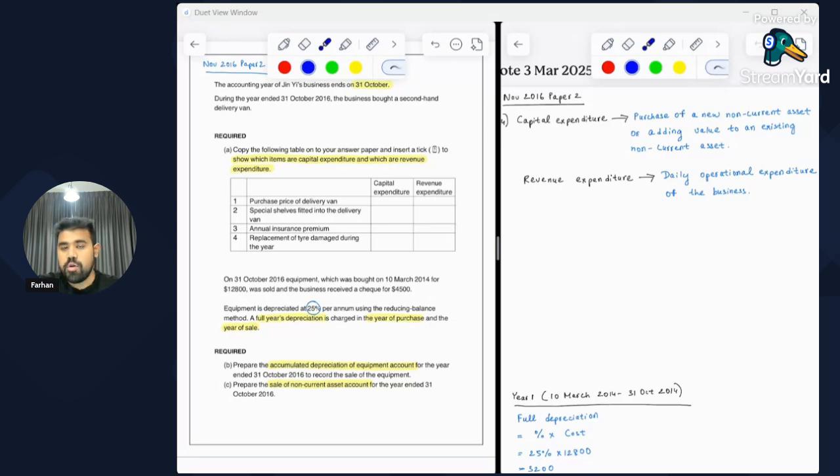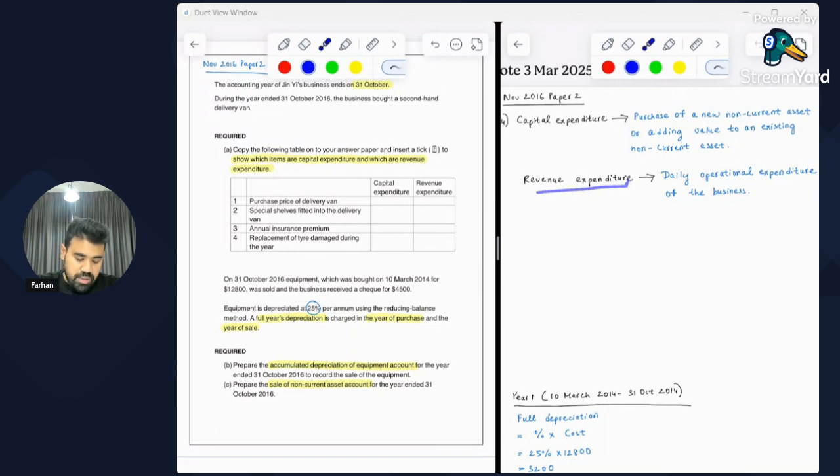All right. So just to simplify, capital expenditure is when you purchase a non-current asset or you add value to an existing non-current asset. And what about revenue expenditure? Revenue expenditure refers to the daily operational expenditure for the business, which can refer to all the expenses that a business incurs to make profit.